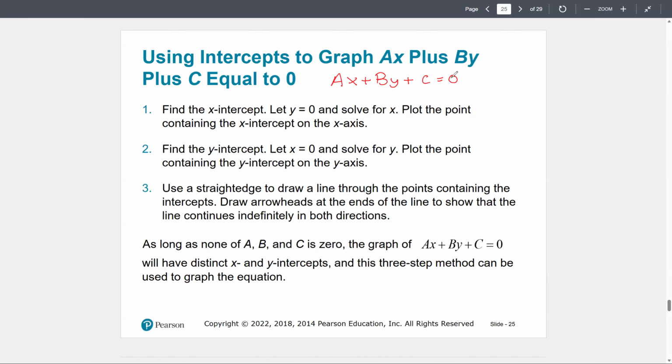Just as long as a, b, and c are not 0, the graph of ax plus by plus c equals 0 will have a distinct x-intercept and y-intercept. So this only works if a doesn't equal 0, nor b equals 0.